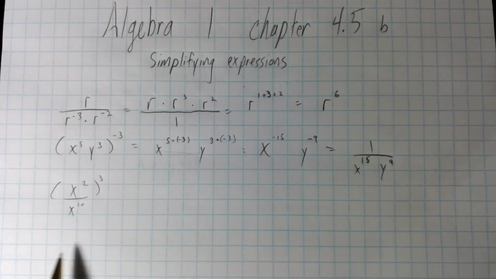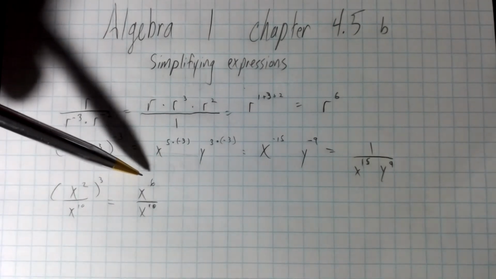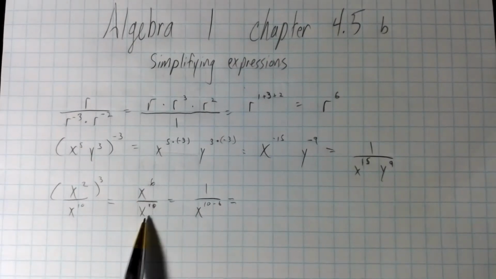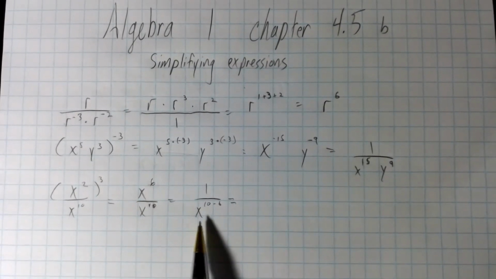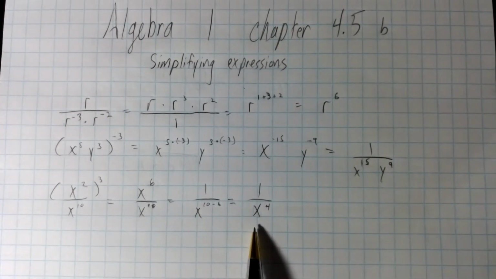Alright, for my next problem, I have x squared, all of that to the third, divided by x to the 10th. And some quick head work shows me that the top becomes x to the 6th. Dropping my x to the 6th to the bottom, and then combining, I get x to the 10 minus 6th power, which leaves me with 1 divided by x to the 4th power.